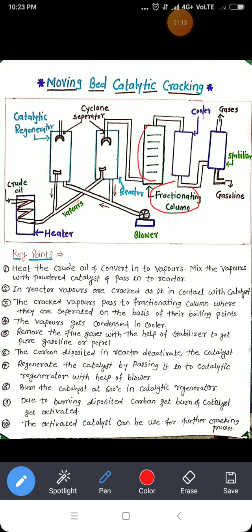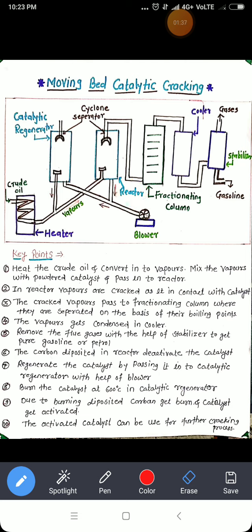So this is the fractionating column. In the fractionating column the vapors are separated on the basis of their boiling point. But in the catalytic regenerator and reactor there are cyclone separators. The function of a cyclone separator is to allow the vapors only, and not the catalyst and the deposited carbon.